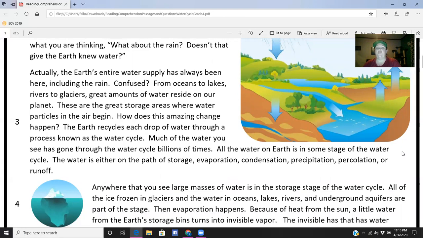The Earth recycles each drop of water through a process known as the water cycle. Much of the water you see has gone through the water cycle billions of times. All the water on Earth is in some stage of the water cycle. The water is either on the path of storage, evaporation, condensation, precipitation, percolation, or runoff.